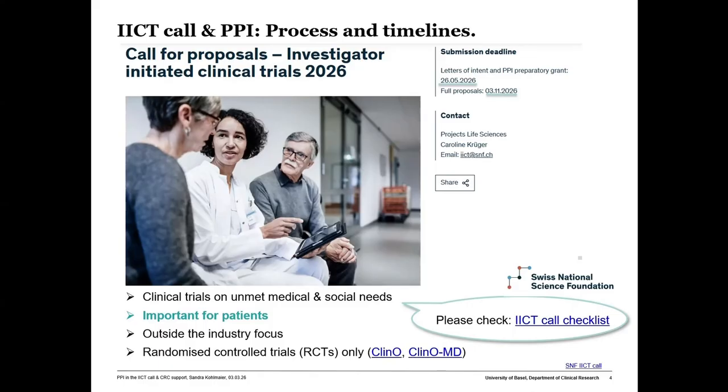Patients are important in this call, and you should really take PPI into consideration for your project. And very briefly, if you have no application done yet, you need a My SNF account. Make sure that you start getting this account at least a few days or one week before the deadline for submission of the letter of intent or preparatory grant, because it may need some time.